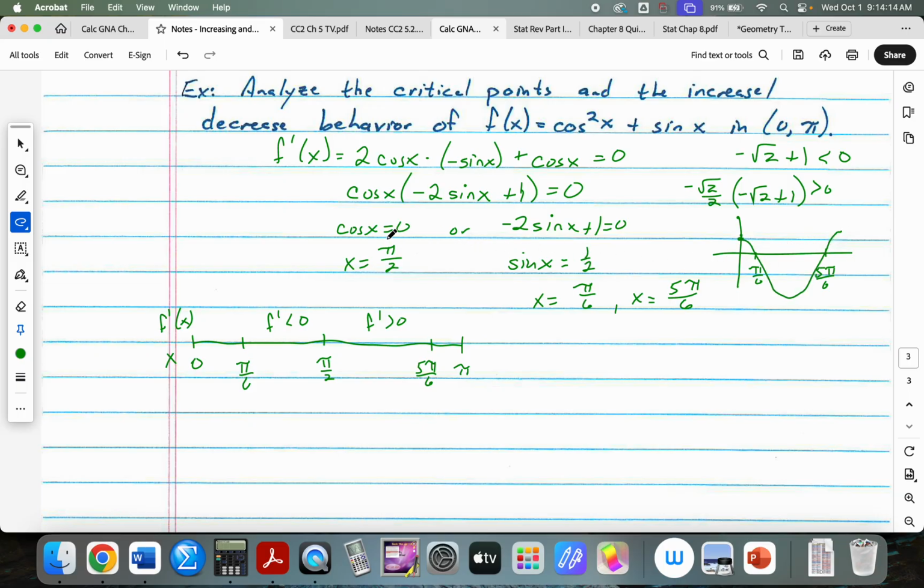Whereas cosine in this region, this part in this region is positive, from 0 to pi over 6. And cosine's also positive in this region. So this is f prime greater than 0. And then when we get over here, this expression, negative 2 sine x plus 1, is positive, but cosine is now negative because we're in the second quadrant. So this is f prime less than 0.